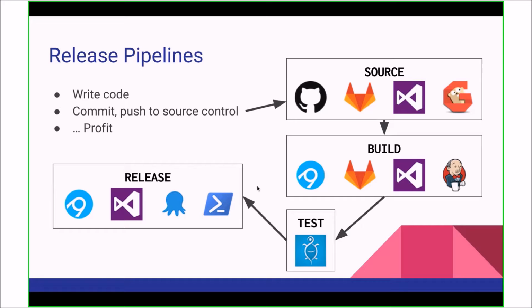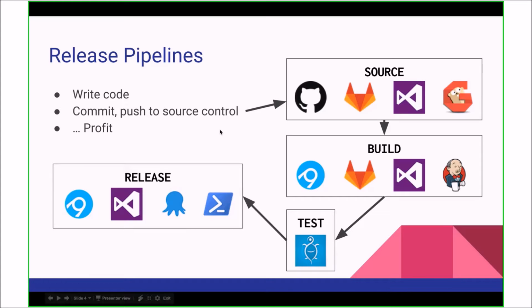So basically, a release pipeline, if you're not familiar with the term or the components behind it, I figured the easiest way to illustrate this would just be to show what you actually do. So long story short, when you're working on a release pipeline, you write some code. When you're done, you commit and push that to source control, and that's pretty much it. Everything else you've already set up behind the scenes.